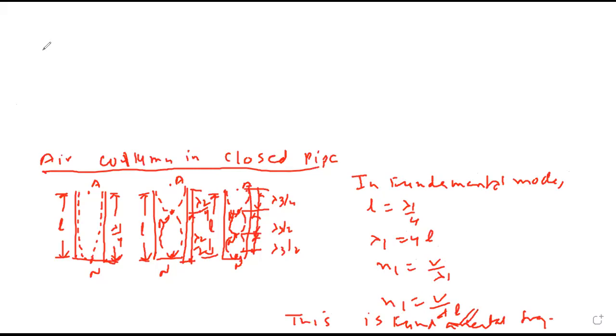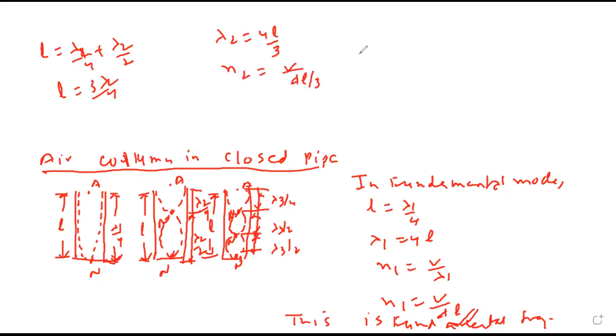Then in the second case we get L is lambda 2 by 4 plus lambda 2 by 2. That is 3 lambda 2 by 4. Lambda 2 is 4L by 3. And N2 is V upon 4L by 3. So 3V upon 4L, which is 3 times N1. This is third harmonic. Just copy with diagram to understand what is first harmonic, third harmonic.